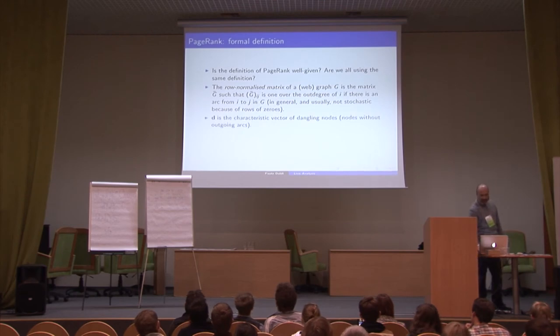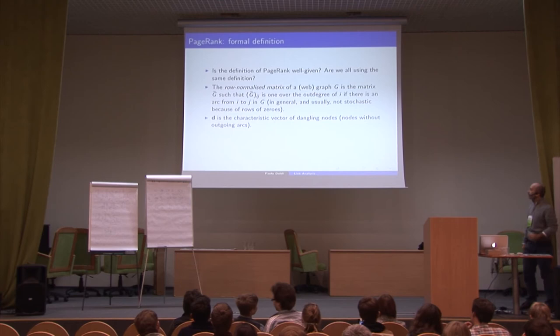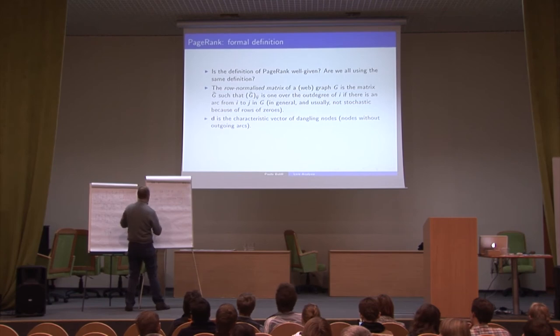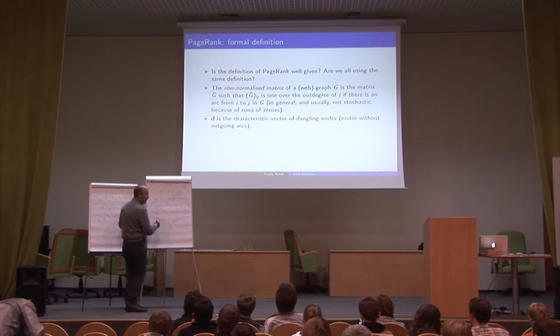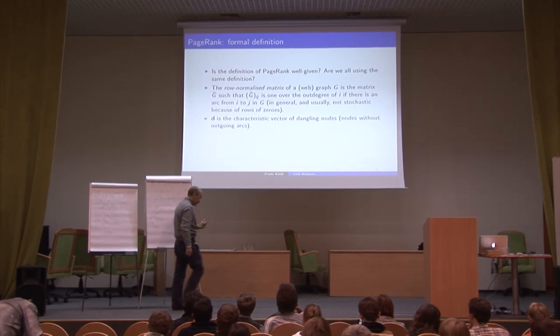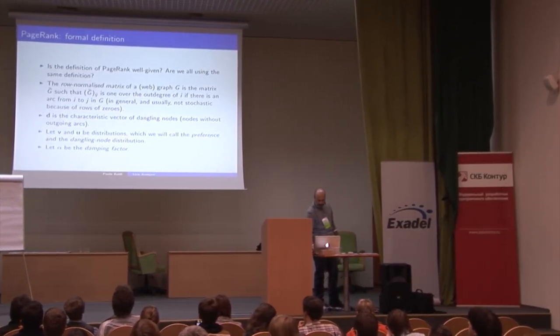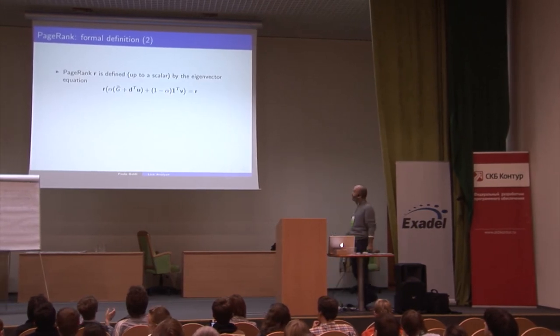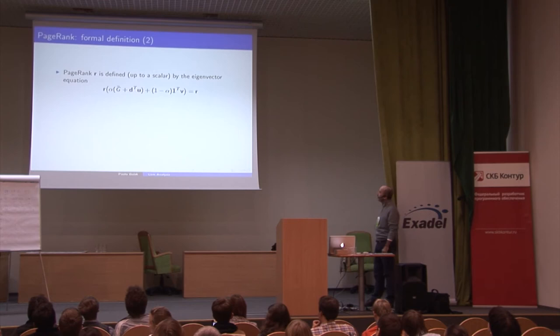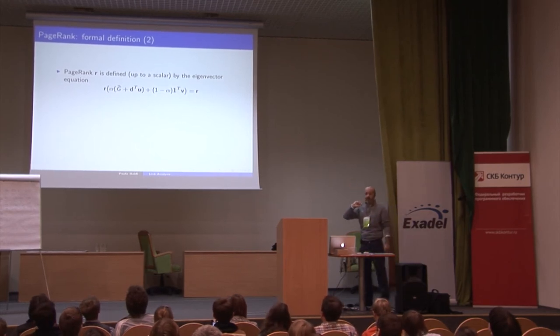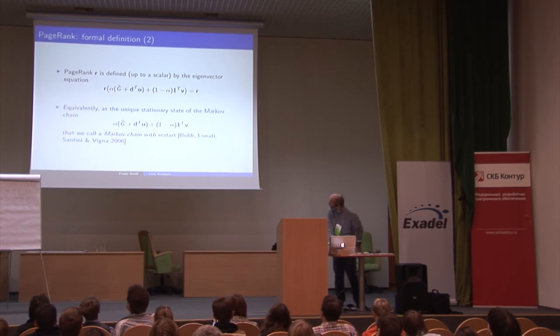And let me write D for the characteristic vector of dangling nodes. So in this case, D is going to be 0, 1, 0, 1, 1, 0. It's the characteristic row vector of dangling nodes. Then what we do is the following. This is the definition of PageRank. So the PageRank vector is the only solution R of this equation. Let me go into this equation piece by piece so that you can appreciate what it means.